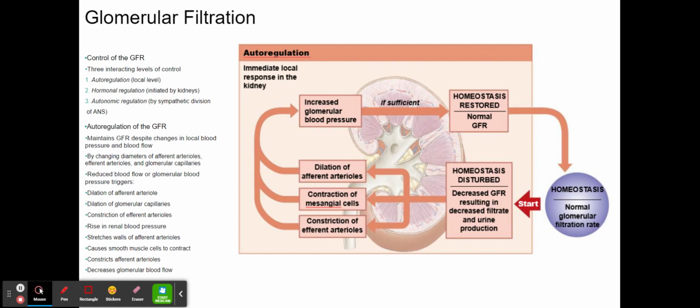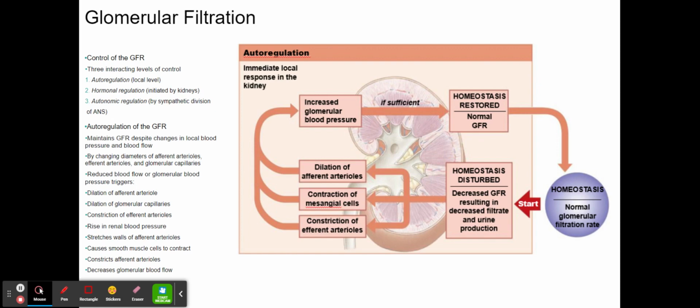It should be no surprise that a variety of regulatory mechanisms ensure that the GFR remains within its normal limits. Filtration depends on adequate blood flow to the glomerulus and maintenance of normal filtration pressures. Three interacting levels of control stabilize GFR: 1. Autoregulation at the local level, 2. Hormonal regulation initiated by the kidneys, and 3. Autonomic regulation, primarily by the sympathetic division of the autonomic nervous system.